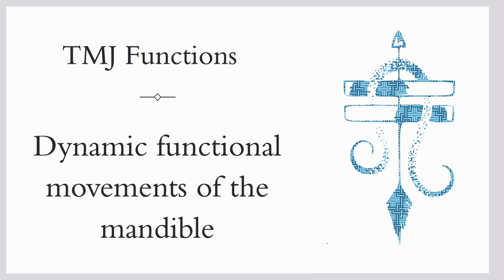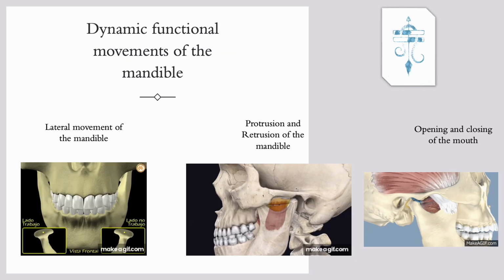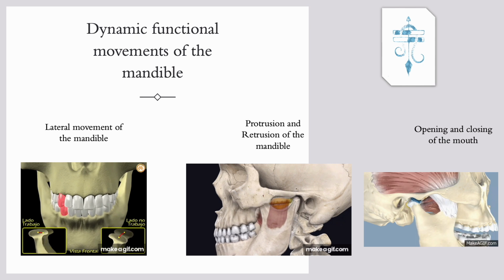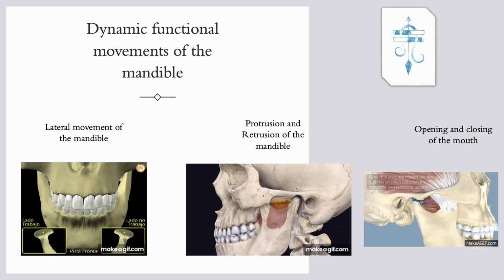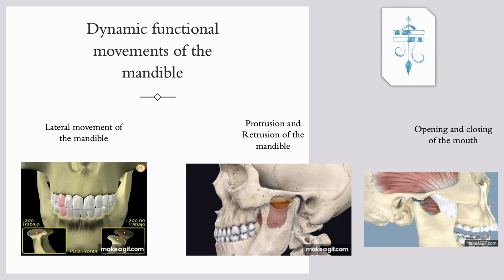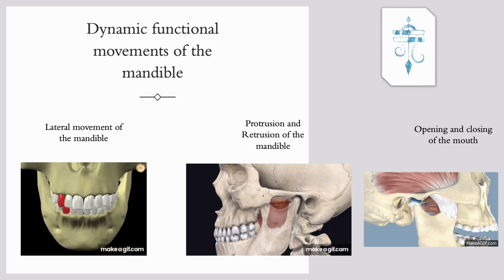Today, we're taking it a step further by diving into the fascinating functional movements of the TMJ. So let's get started. The movements of the mandible are as fascinating as they are complex, and they can be divided into three key categories. First, vertical movements, the essential opening and closing motions that we use every day. Second, the sagittal movements, where the mandible glides forward and back, what we call protrusion and retrusion. And third, lateral movements, the smooth side-to-side shifts known as laterality.